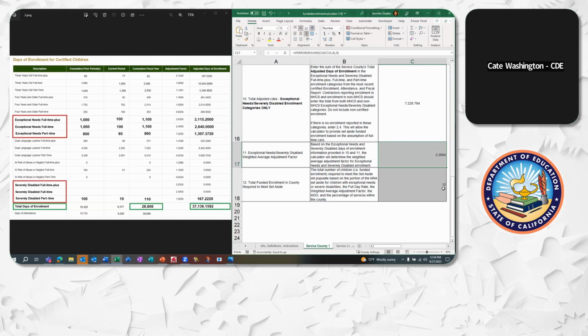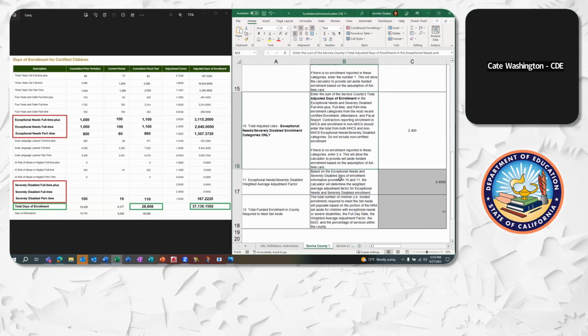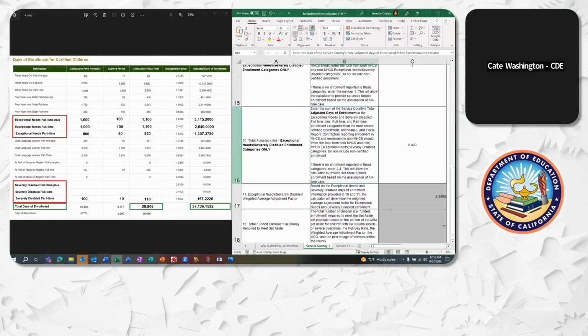Using that weighted average adjustment factor, the calculator has determined 12 children is the funded enrollment required to meet the set-aside. Here I want to pause to state that if an agency is not serving any children in the exceptional needs and severely disabled categories, the funded enrollment calculator can still be used. In that case, you should enter the number 1 in the total days of enrollment field, representing at least 1 day of enrollment, and 2.4 in the adjusted days of enrollment field. And this would be exactly there. And you will see doing so slightly changes the funded enrollment for the set-aside, as the weighted average of what the agency is serving in our example is no longer being used. And now it's 11.